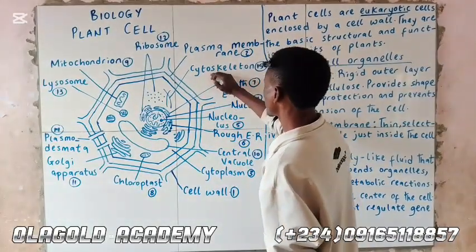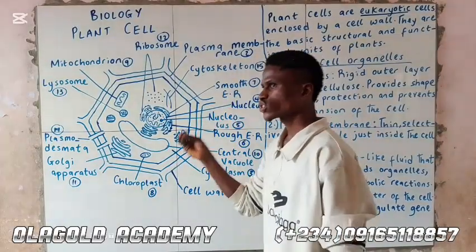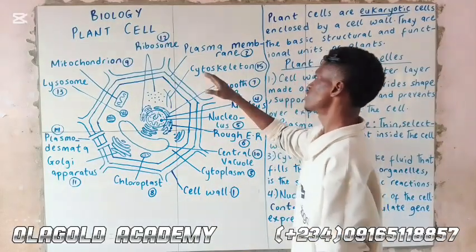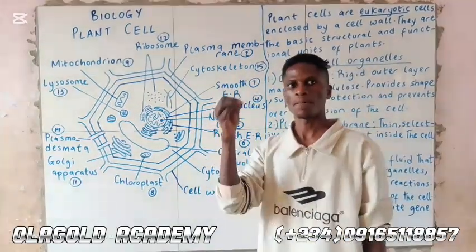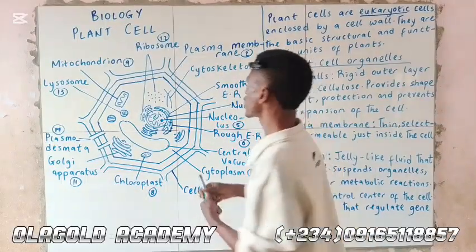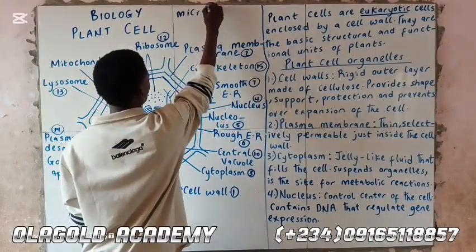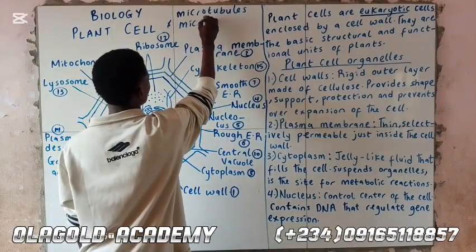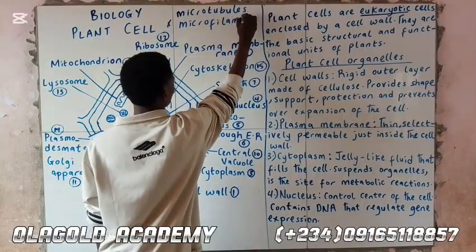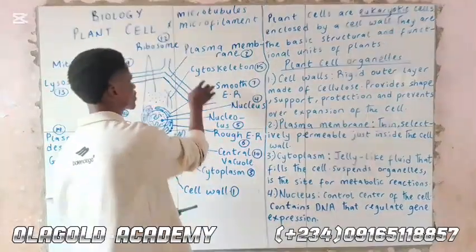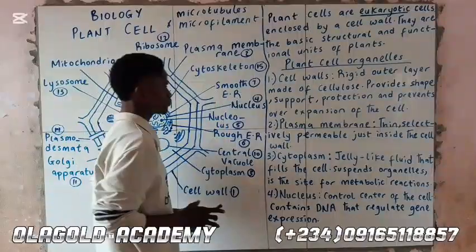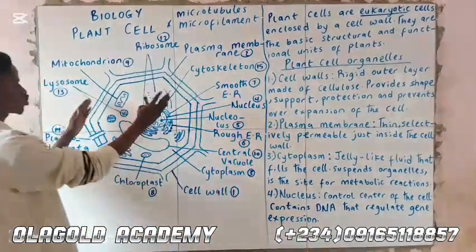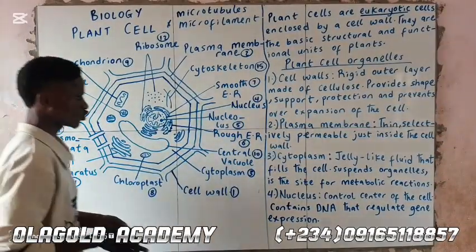And this cytoskeleton consists of the microtubules and microfilaments. I repeat, cytoskeleton consists of microtubules and microfilaments. So this cytoskeleton consists of these two. They work hand in hand with the cytoplasm for the organelles to maintain their fixed position.